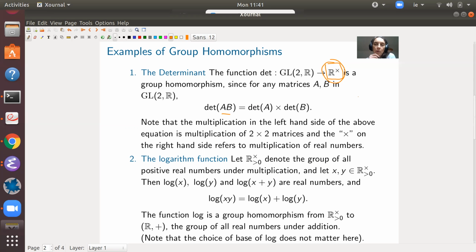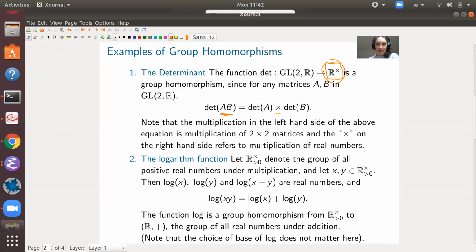And that's the note here. It's important to note that both the left and right-hand sides of this equation feature a product. The product on the left-hand side is the product AB, the product of two 2 by 2 matrices. The product on the right-hand side is the product of two ordinary real numbers. So the multiplication on the left is multiplication of 2 by 2 matrices, the multiplication on the right is multiplication of real numbers, and those two obviously are not the same operation. So that's one example of a group homomorphism. It takes 2 by 2 matrices to real numbers, it takes a non-commutative group to a commutative group, and it's a very nice, useful and important example of a group homomorphism.